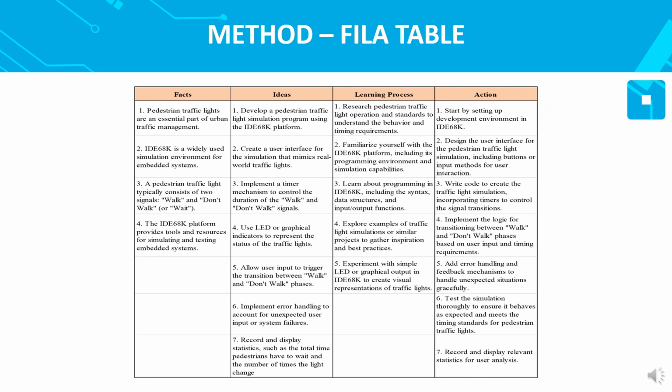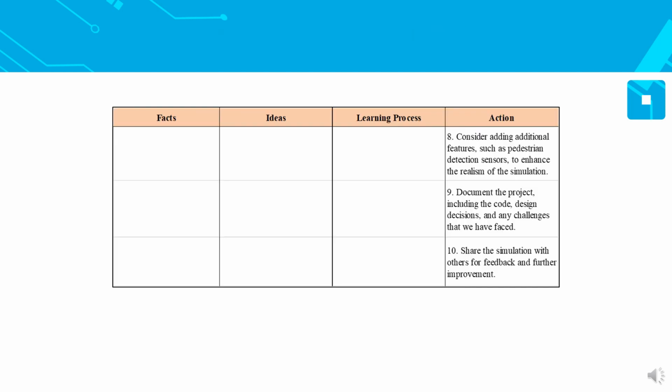This is the Fila table we use as a method for our project. As you can see, this Fila table has 4 approaches. The first one is facts, then ideas, learning process, and conclude with action. The action step is to develop a pedestrian traffic light simulation using IDE 68K.